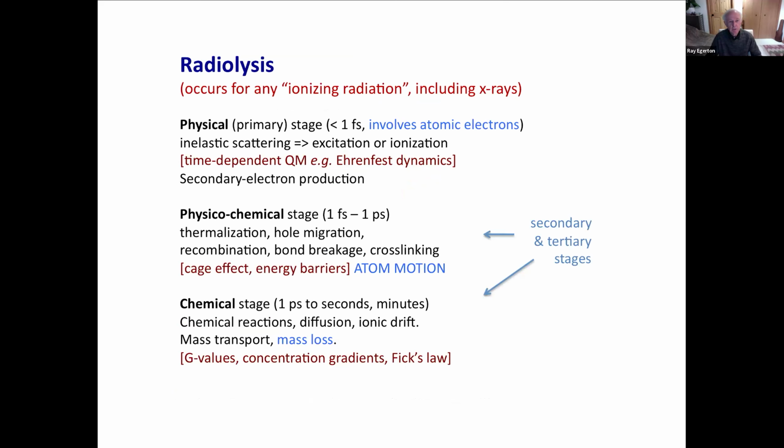The radiolysis occurs in stages. It starts off with a very fast stage, the physical stage, which is the transfer of energy from our primary electrons to electrons of the sample, and then secondary electron production. That's all over within roughly a femtosecond, very fast. Then there is a physical-chemical stage where that energy gets transferred to atoms of the sample. That may take up to 1 picosecond.